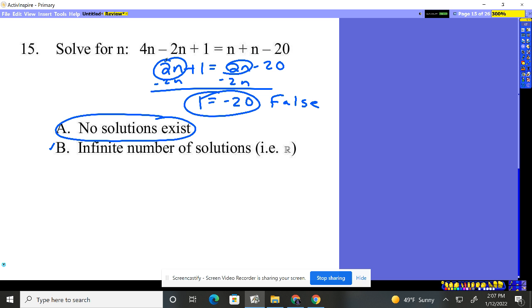When you have the same variable on the side and you subtract them from both and they disappear, that's when it is this special situation where either nobody works if you have a false statement or everybody works if you have a true statement.